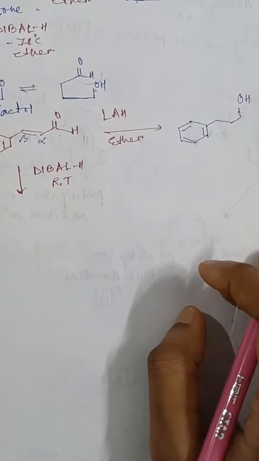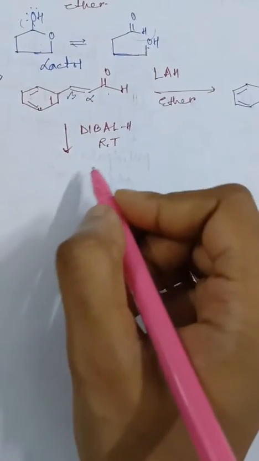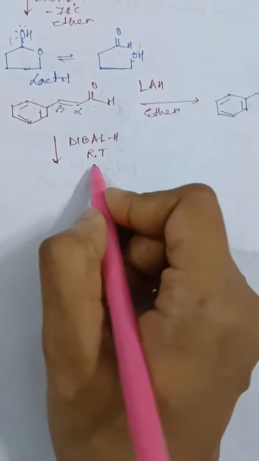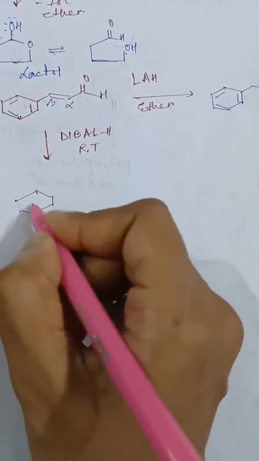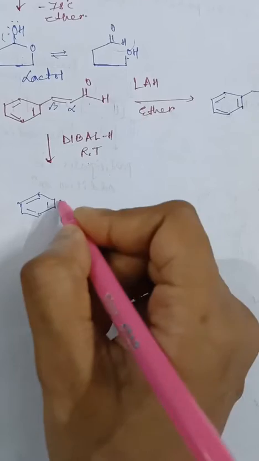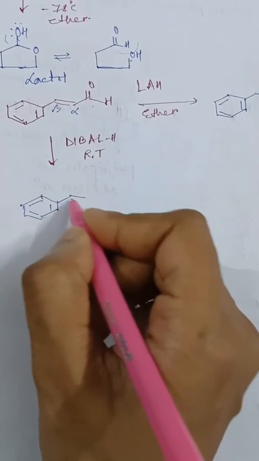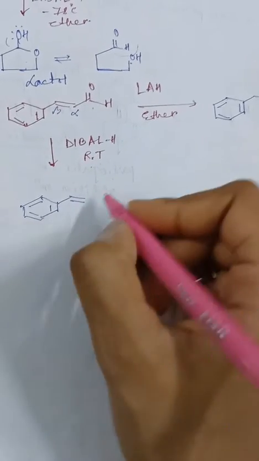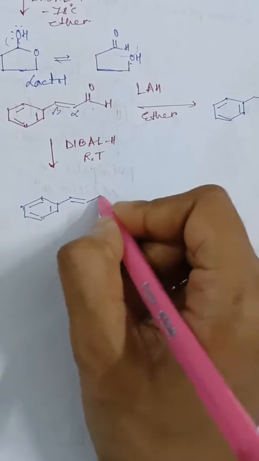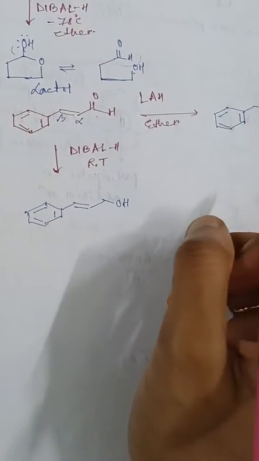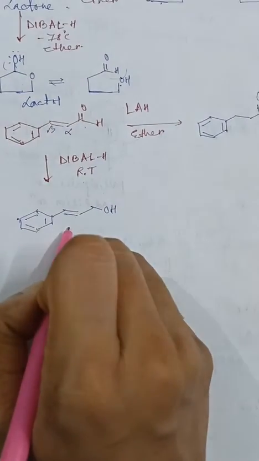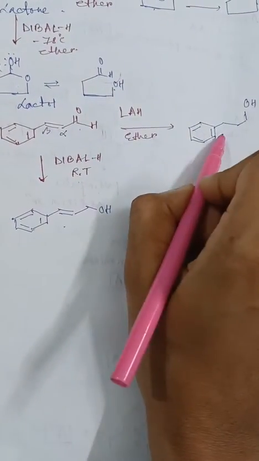Now here, when I use DIBAL-H at room temperature, what happens? This DIBAL-H doesn't reduce this multiple bond. It only reduces the aldehyde group at room temperature. So here is the difference. The double bond remains intact, and here the double bond is gone.